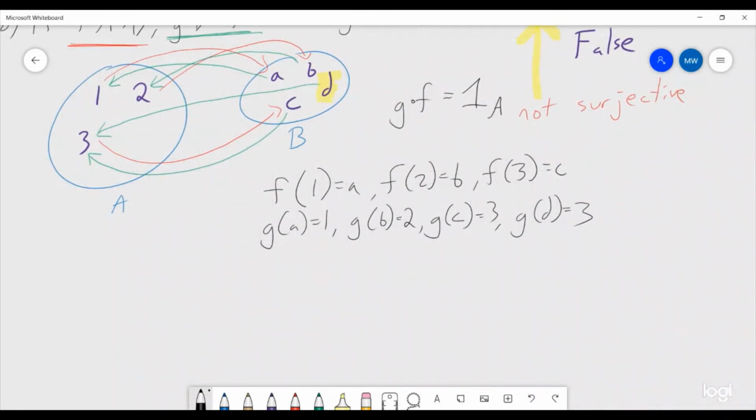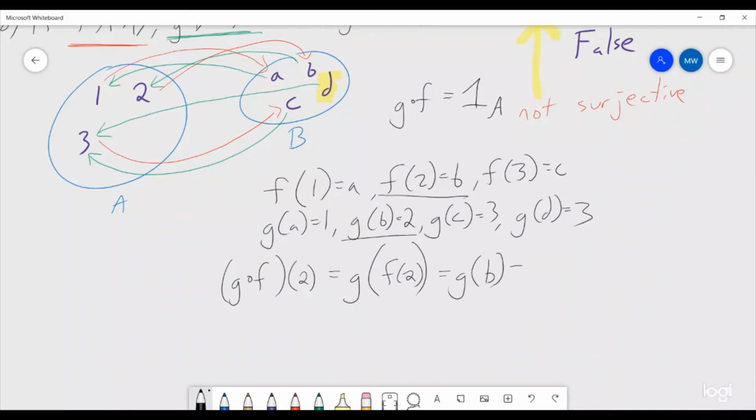So what we would have is g of f of maybe 2, for example. This is going to be equal to g of f of 2. Well, f of 2 is b, so this is going to be g of b. g of b is equal to 2, so we get back 2. So that would be how we would find g of f. Did that answer your question? Yeah, and then it's equal to the identity on A. Mm-hmm. Only because we're doing f first.